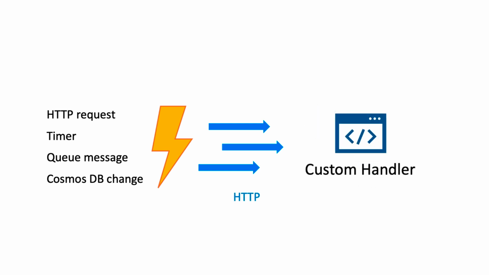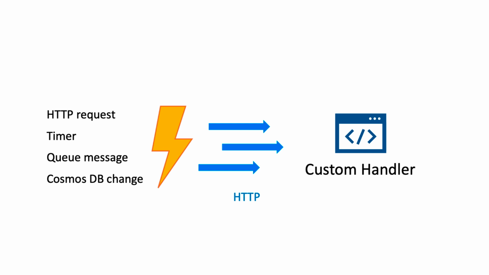For languages like Go and Rust, you'll be building something called a custom handler. A custom handler is basically a process that will be triggered when events occur. And the process is managed by the Azure Functions platform, so you don't really have to worry about starting it or managing it. That's all going to be done for you. And the handler is going to be invoked over HTTP.